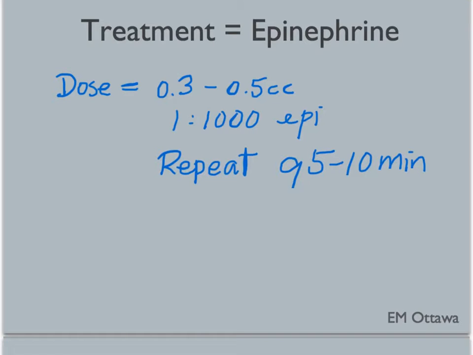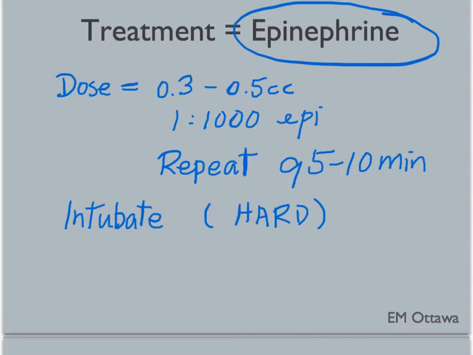If the swelling does not decrease or if it gets worse, we might need to establish a definitive airway. We typically do this by intubation. It will potentially be a very difficult airway because of the edema. In patients with airway obstruction, early epinephrine is key. Next, breathing.